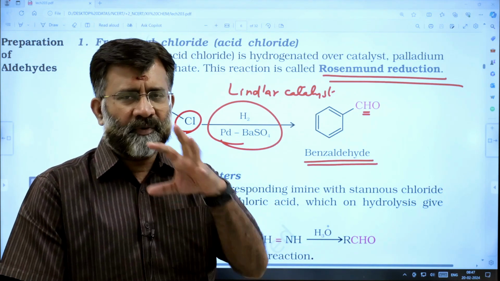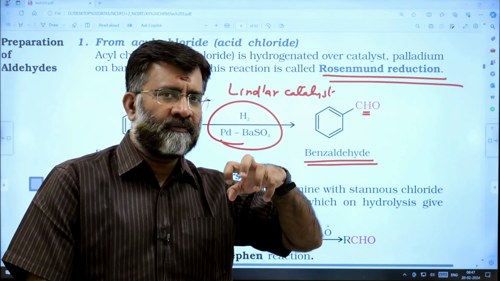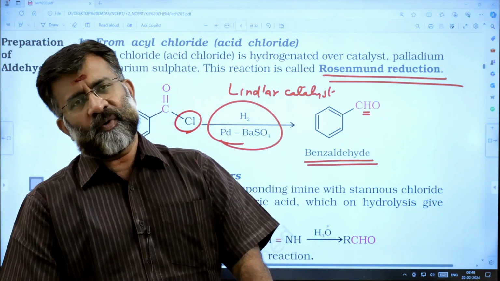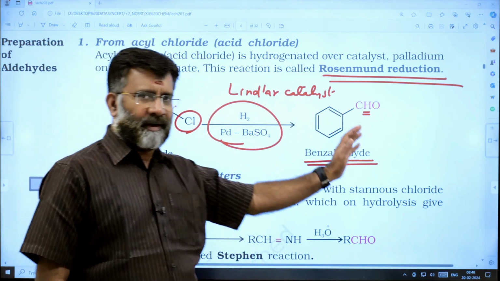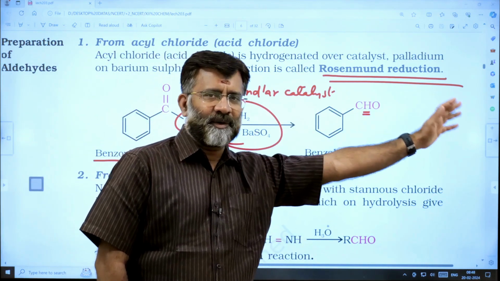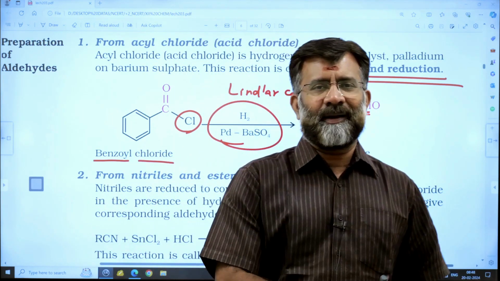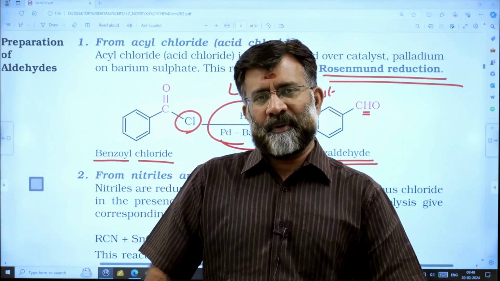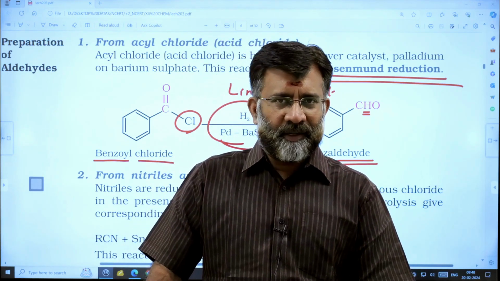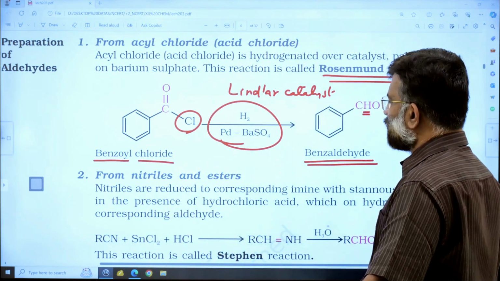What is the purpose of doing that? We are about to control the catalytic effect of palladium. Otherwise, what will happen? Acid chloride will be reduced to aldehyde. Aldehyde will be reduced to alcohol. Benzoyl chloride reduced to benzaldehyde, reduced to benzyl alcohol, which we don't want to happen. And that is the speciality of Rosenmund reduction. This is called a Rosenmund reduction, preparation of aldehyde.